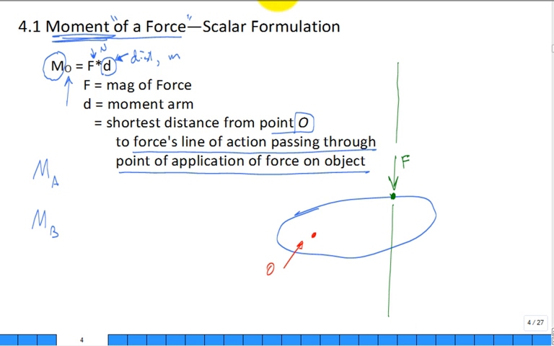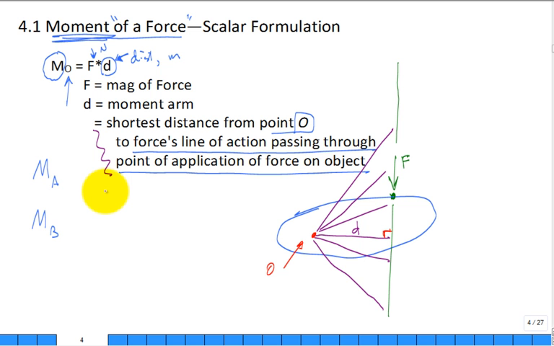And the shortest distance from this point O is going to be here to here. It's not going to be here to here, or here to here, or here to here. All of those are connecting O to the line of action. But one of those lines is the shortest line, and it's characterized by being what to the line of action? Perpendicular to it. And so that's our moment arm D, the shortest distance. That's easy to show in 2D. We'll solve a bunch of problems in 2D before we get to 3D. So there's a long definition of what D, the moment arm, is.